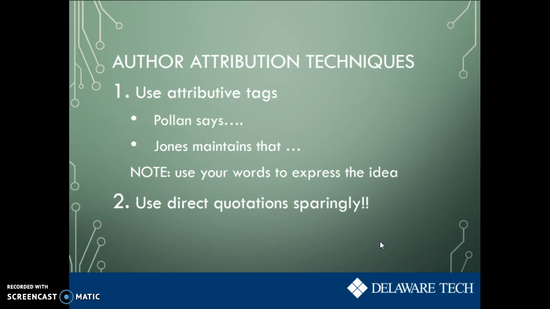You want to use a variety of these attributive tags so that your summary is not repetitious. You may not need to use these for every sentence, but certainly for key supporting points and whenever something is really opinion-based or could be challenged, or there are other points of view, you want to make it clear that you're not interpreting what the author says. You're giving a faithful record of what is in the article. Still using your own words, but using those author attribution tags.